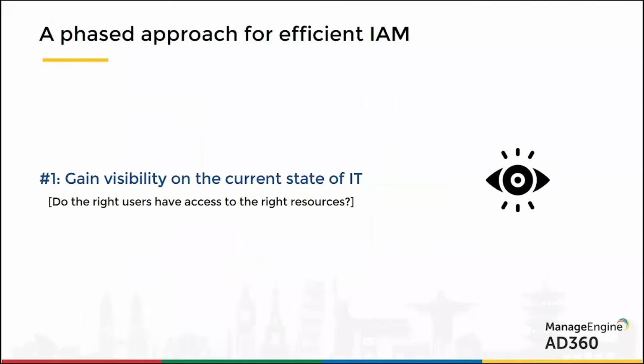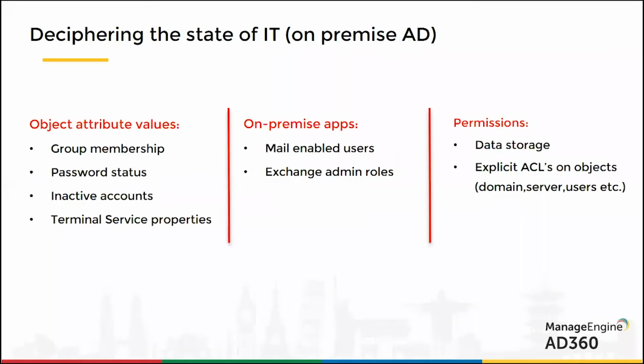right? So we will employ a 3-step approach or a phased approach for efficient identity and access management. The first approach that we are going to employ here is a way to gain visibility on the current state of IT, right? My first question that I posed in the introduction, do the right users have access to the right resources? Now, how would we determine that? By gaining visibility. Because if you do not have sufficient visibility on your infrastructure, if you do not know what's happening in the first place, how would you secure access to the resources? Right, so the first step is visibility, and we will try and obtain visibility through a phased approach.